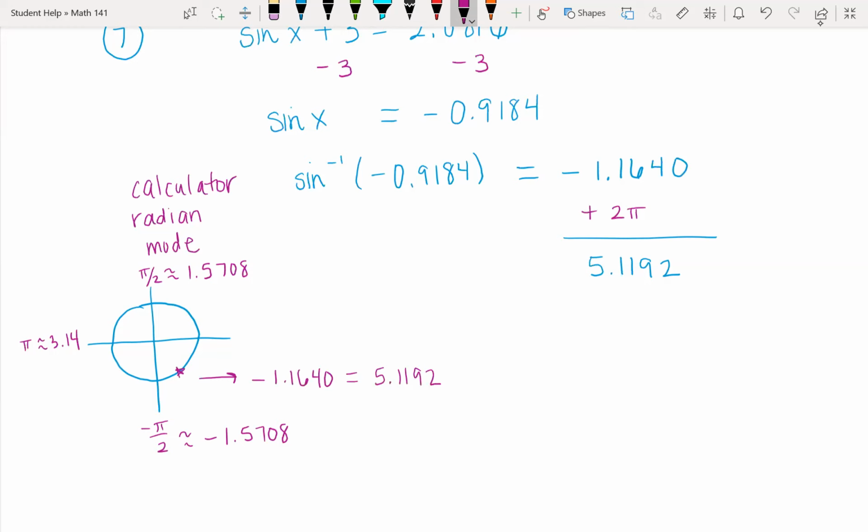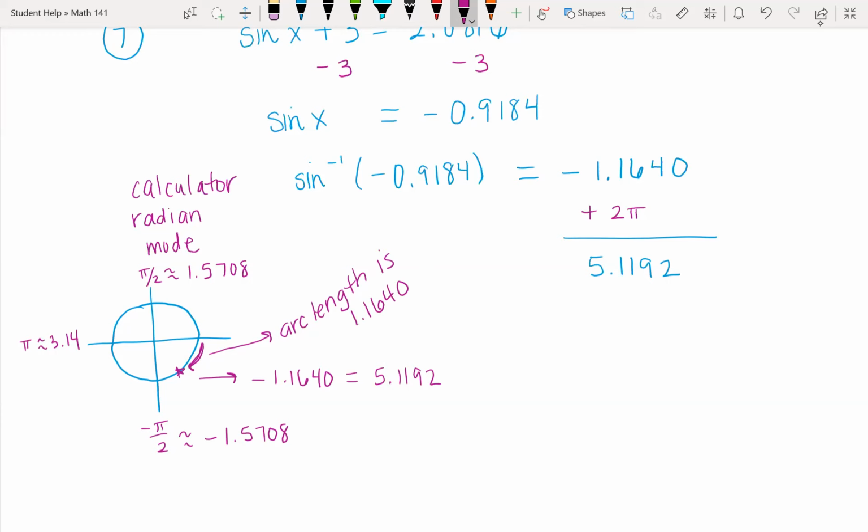What I want you to think about is that this value that we're getting is actually the length of the arc right here. This arc length is 1.1640. We just have a negative sign because we're going clockwise, or backwards, around the circle. So we're going to use that information to find the second answer.